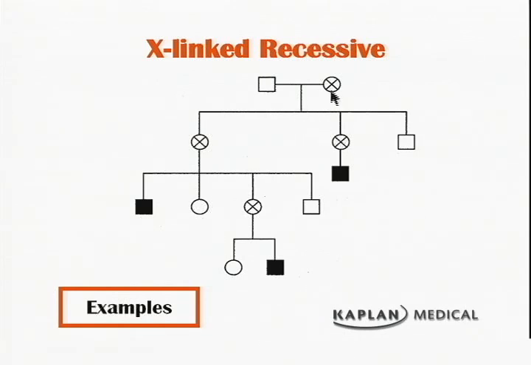And you notice the carriers are only females. The affected are only males. This is because it is carried on the X chromosome. Females have 2 X chromosomes, and so they can utilize the normal chromosome without having the disorder. Males are XY, they only have 1 chance. And if that X chromosome is affected, they're going to have the disorder.